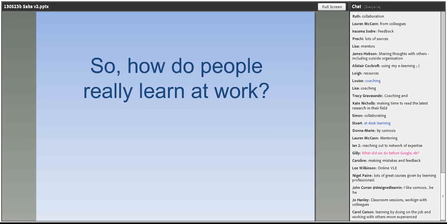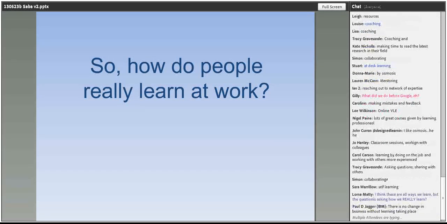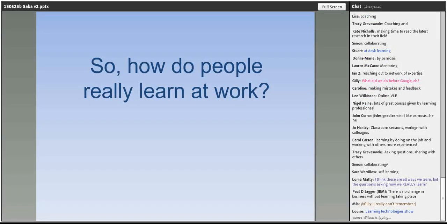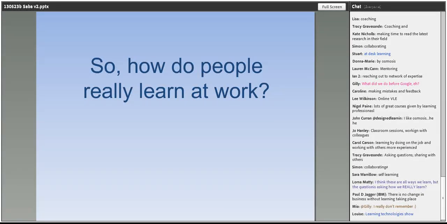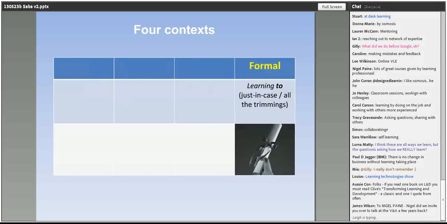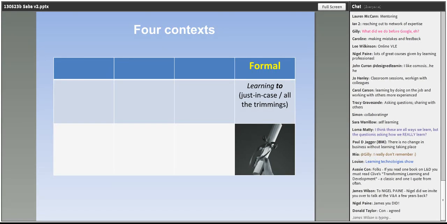And this is really what stimulated the work I did 4 or 5 years ago on the new learning architect: how do we integrate all these different forms of learning into one strategy? Because if you are going to be a learning strategist, an architect for learning, then you can't just concentrate on the formal elements. You have to be able to integrate them all. So what is the model that came out of the new learning architect? Well, it's a fairly straightforward one in many respects, and it starts with what none of you have mentioned really, although Nigel did say lots of great courses given by learning professionals.